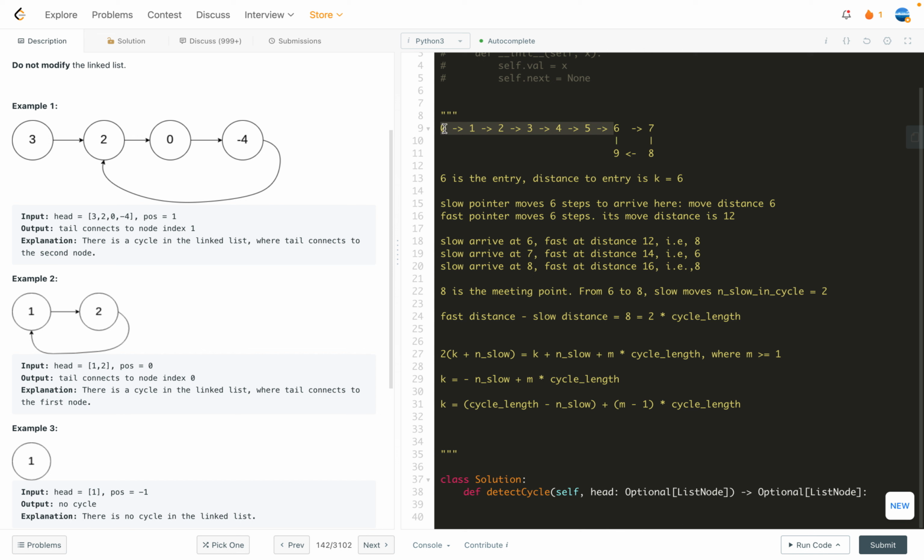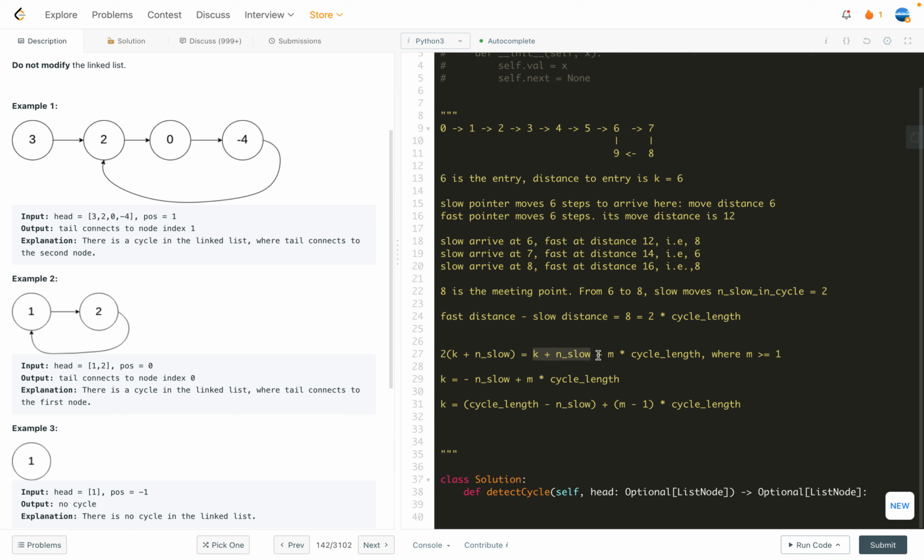If you have a larger k, then the fast pointer will cycle more rounds around this cycle. That's the main digest point. So here we have a 2, which is a multiple. Basically, k plus n slow in cycle is the number of steps the slower pointer travels. If you multiply by 2, this is the distance traveled by the fast pointer. This is the distance the slower pointer travels.